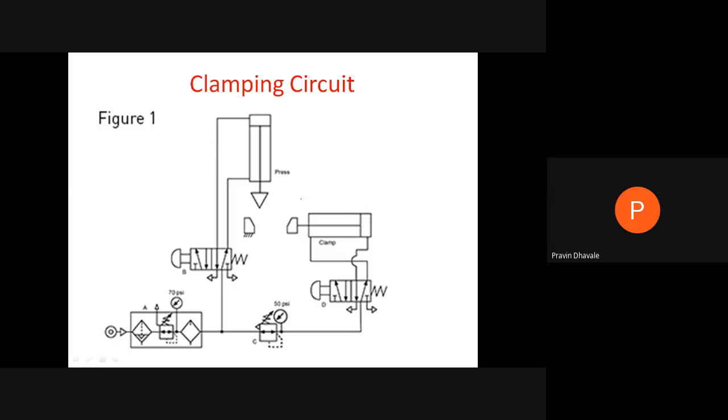Now take some time and draw this clamping circuit diagram neatly, and try to write some explanation after completion of this diagram. It will be beneficial for you to understand this circuit diagram well.